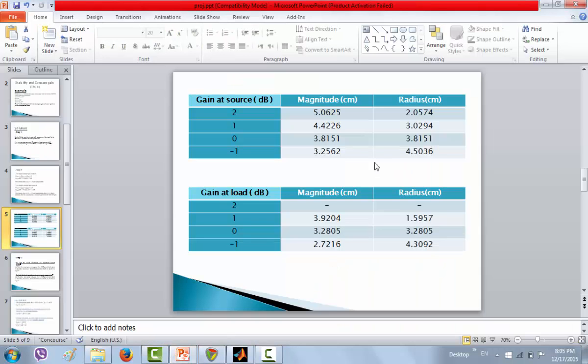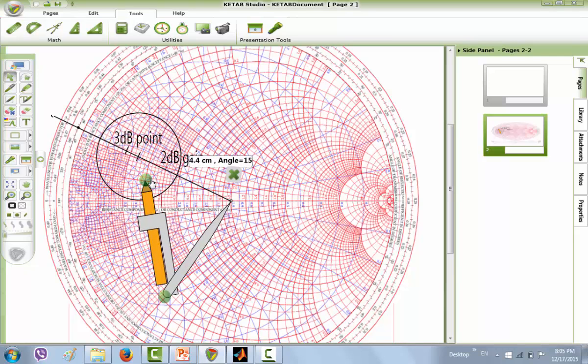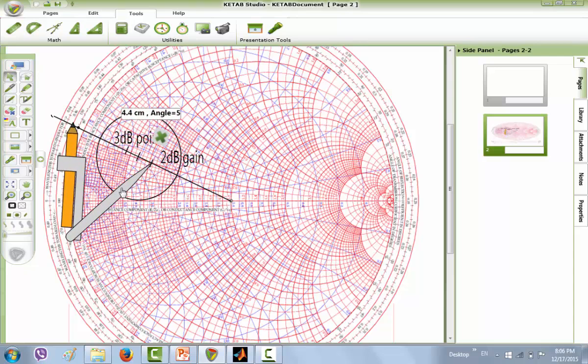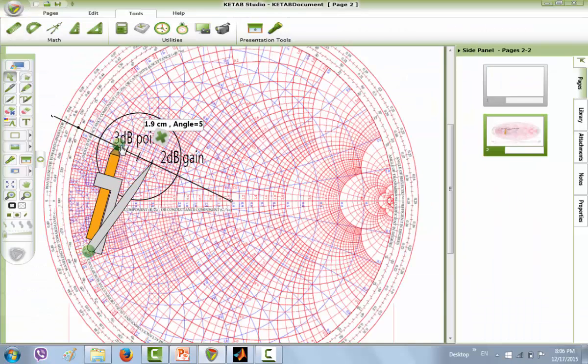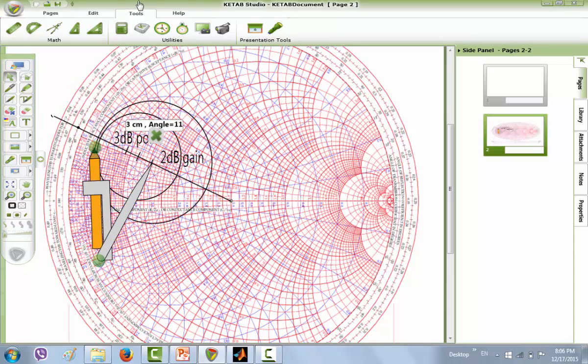Okay. Now for the 1 dB gain, the magnitude is 4.4. So back to the origin. And this is 4.4. Determine the center, go to the center and open the compass with a radius that equals 3. So this is 3. Draw the circle, and this is the 1 dB gain.